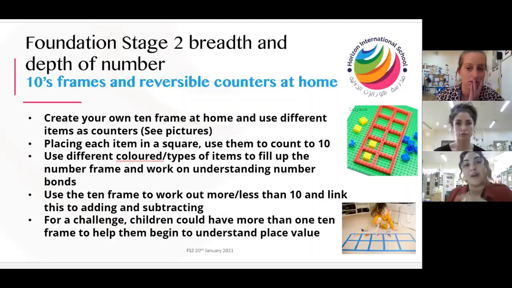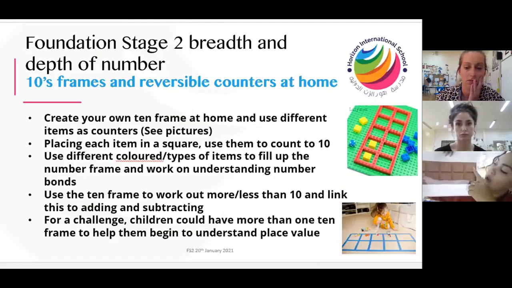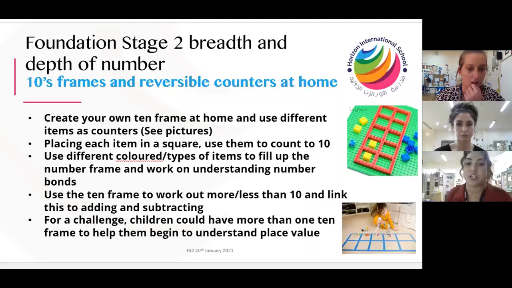You might have grapes and blueberries, for example, and you could fill up your tens frame with, say, 4 grapes. And then how many would you need to use for blueberries? That'd be the kind of questioning that you use. How many would you need to use to fill up the rest of your tens frame in blueberries? So you've got different types of objects to help them see the 2 different numbers, the number bonds that make 10.